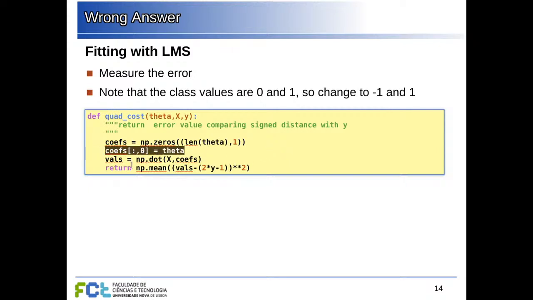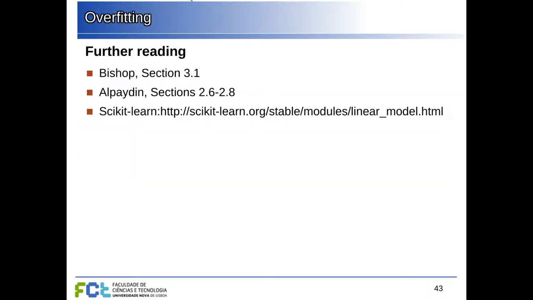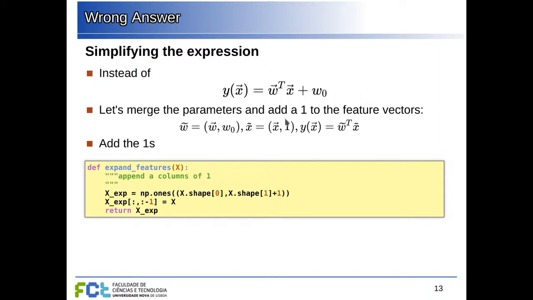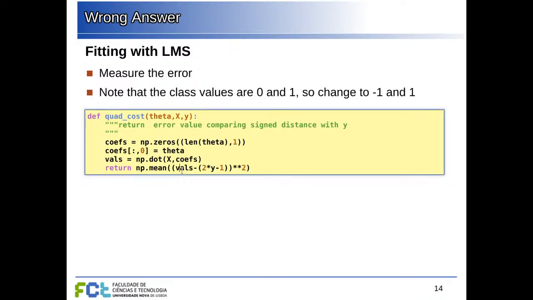Okay, so now we have the coefficients. We compute the inner products for all our data set here, and this will now give us all the predictions, all these y values for all our data. And now we can compare all these predictions with the class labels. So we have all the predictions here. The class labels, we convert them into -1 and 1, and we compute the quadratic error.